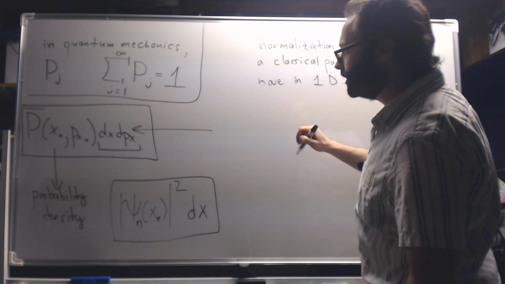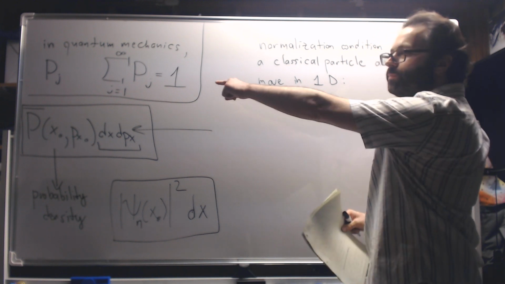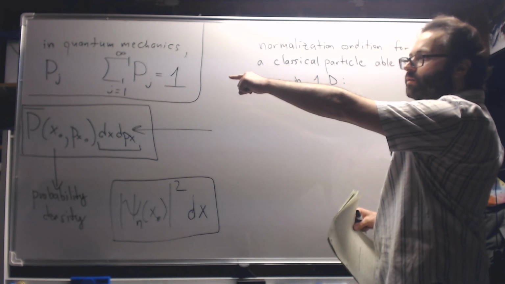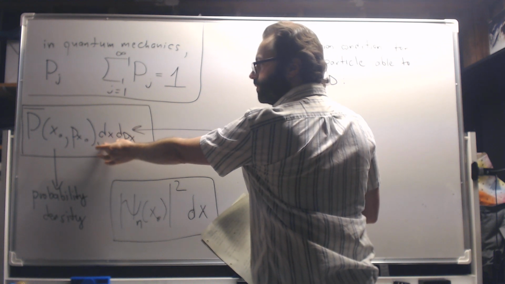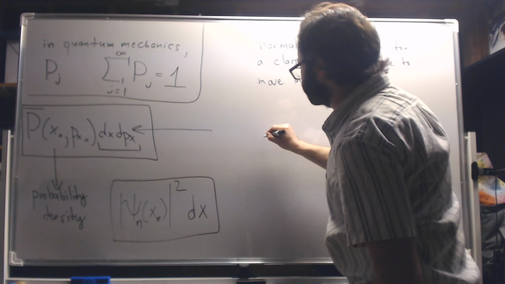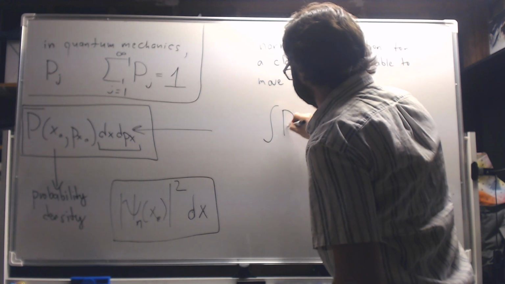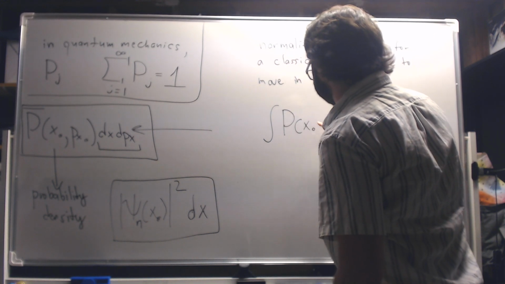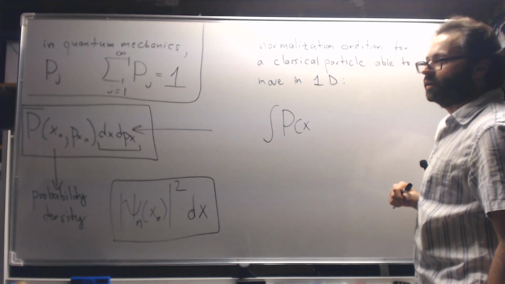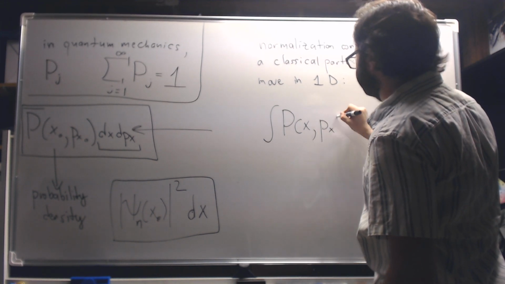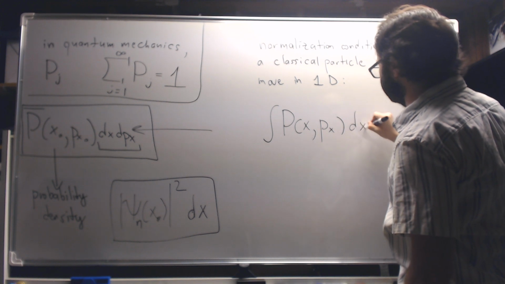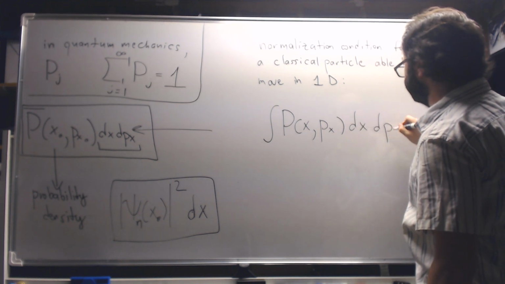And so the normalization condition is not going to look like a sum. Why is it not going to look like a sum? Because we have these infinitesimal elements. And so the normalization condition is going to look like this. I'm just going to drop the x naught and p naught and just write x and p sub x, integral over dx, integral over dpx.